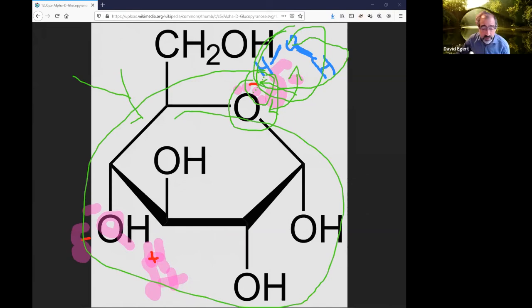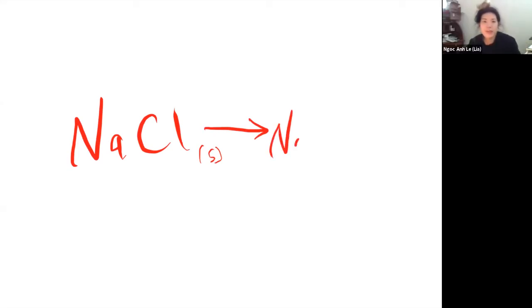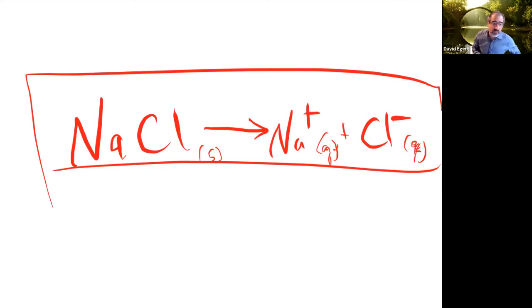The other part in there, just for completeness: if I have NaCl and it's a solid and it dissociates, what is it going to break apart into? Na plus and Cl minus. And both of these are aqueous. So this is the dissociation of sodium chloride.